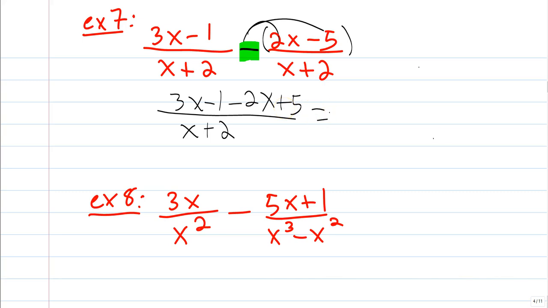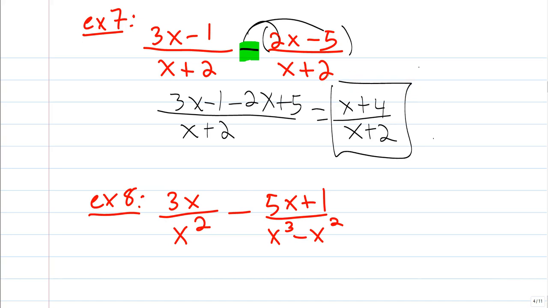Now when I combine my like terms, looks like we're left with, how about x plus 4 over x plus 2? Can those x's cancel? Can anything factor? Then we're done. Two more. We're almost done with this.